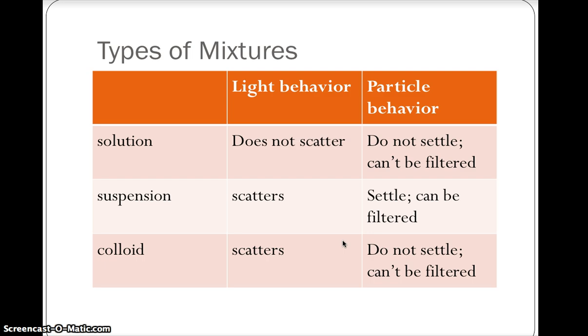So just a review of the 3 types of mixtures we went over: the 2 homogeneous ones and the heterogeneous in the middle. Okay, so solution, this is the one with the smallest particles. Light behavior, it does not scatter light. That means that light will go straight through it. And particle behavior, the particles do not settle and they can't be filtered. A suspension is the furthest from a solution, the largest particles. Light behavior, it's scattered, meaning that the light does not pass through, and the particles settle and can be filtered.